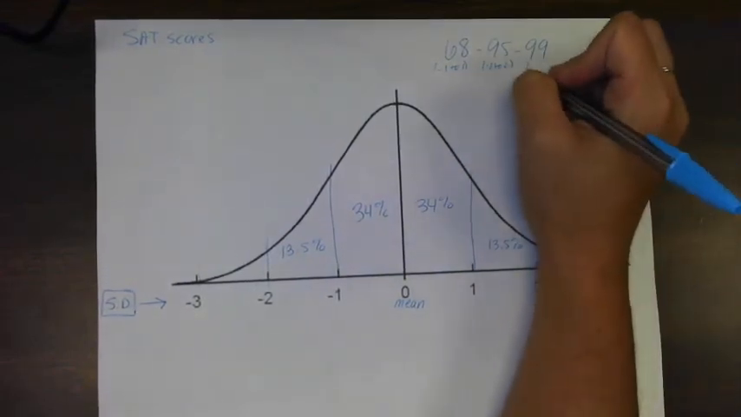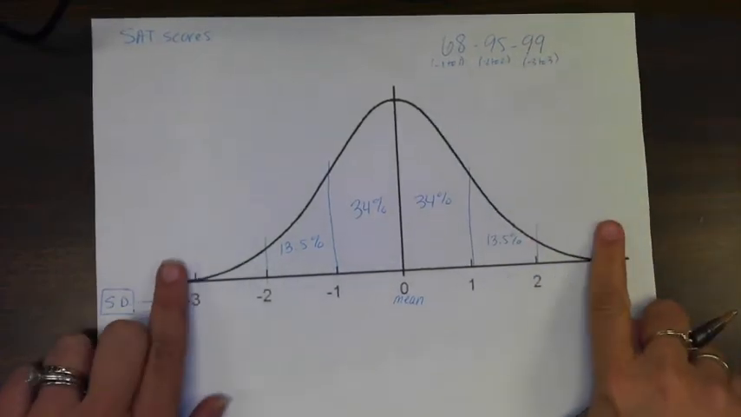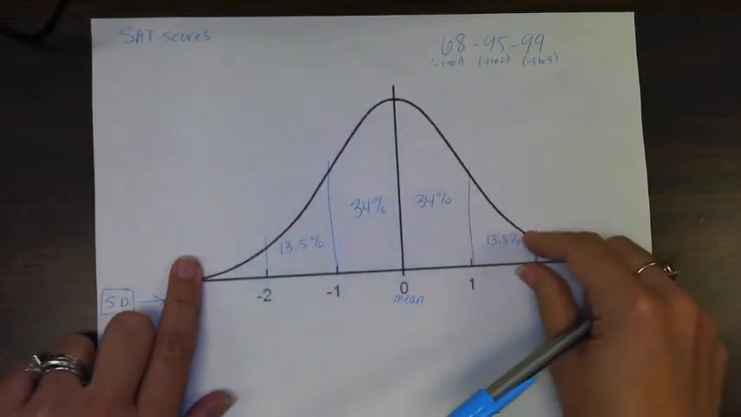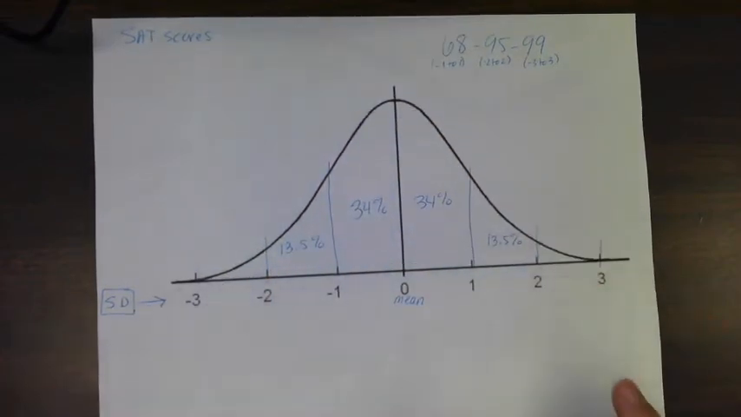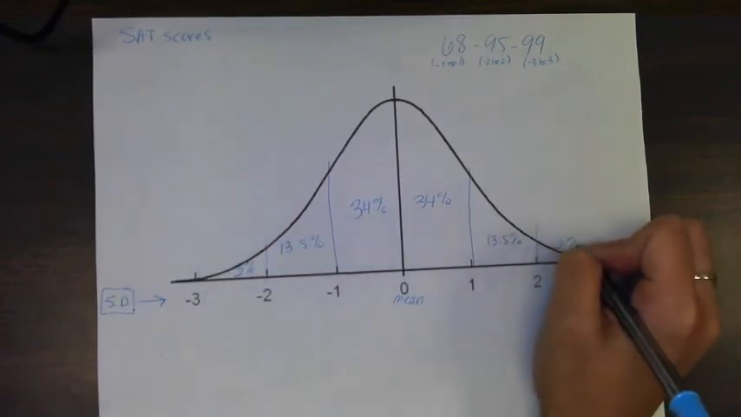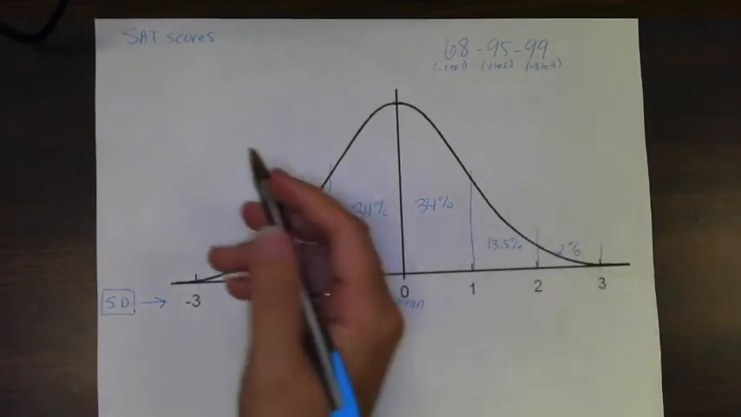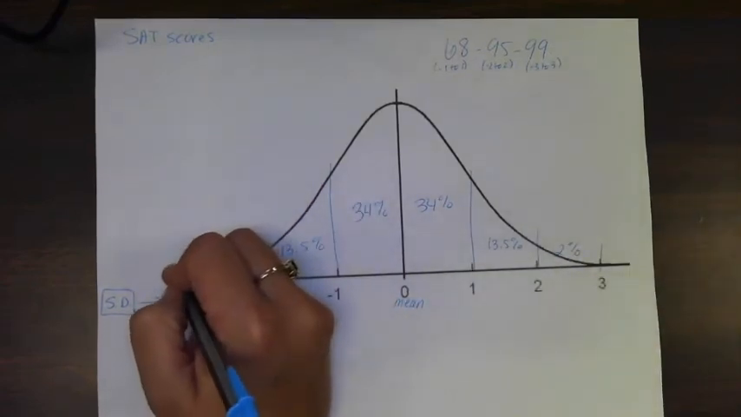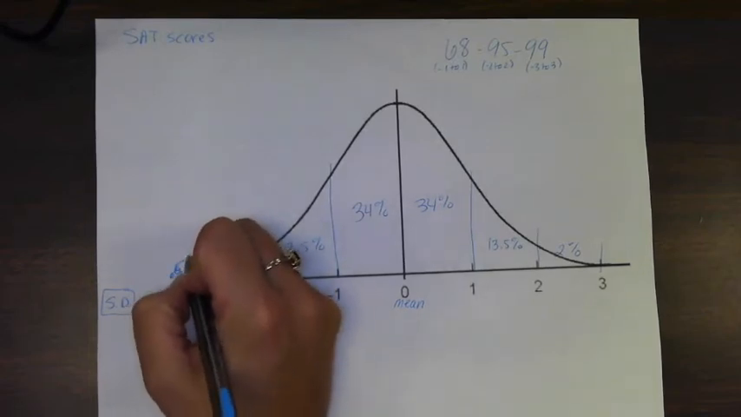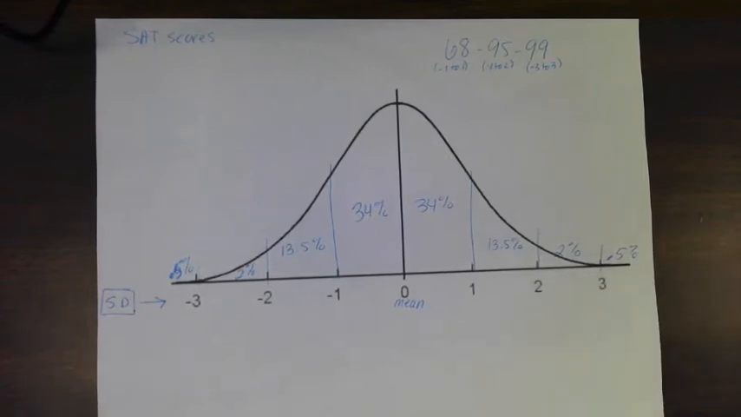And then the 99 is from -3 to 3. That's from here to here. That's a total of 99. If you subtract out all this middle section, split the difference, you get 2% and 2%. And then there's 1% left over, and that gets split out into 0.5% and 0.5%.